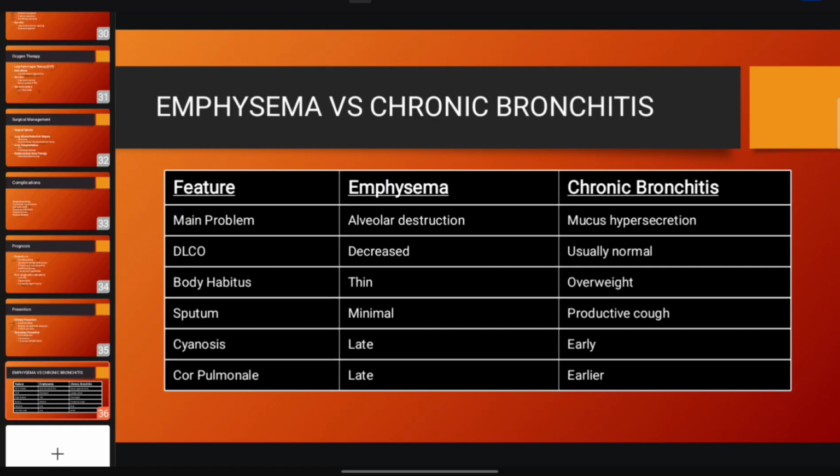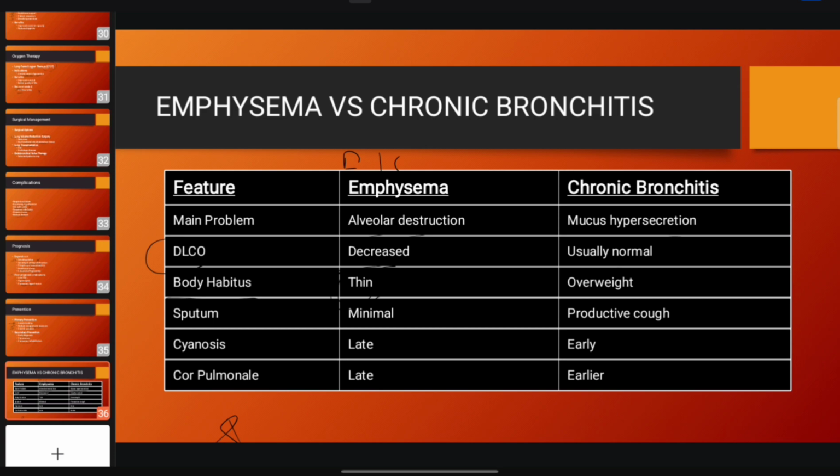So this is a very important table for differential diagnosis of how we are going to differentiate between emphysema and chronic bronchitis. The main problem in emphysema is alveolar destruction, and in chronic bronchitis it is mucus hypersecretion. Diffusing lung capacity is decreased in emphysema, while it's normal in chronic bronchitis. And for habitus, emphysema is thin and chronic bronchitis is overweight. That's why emphysema is called pink puffer.